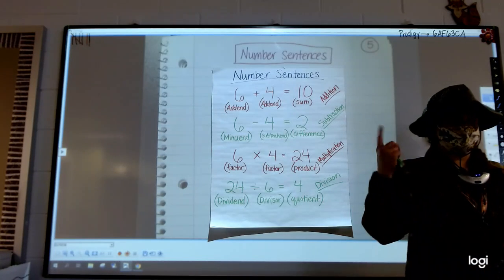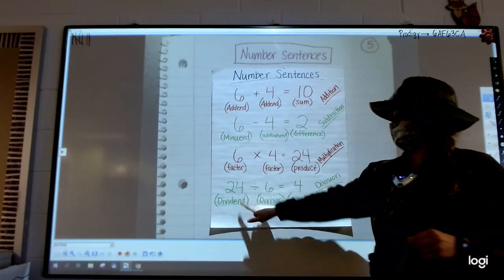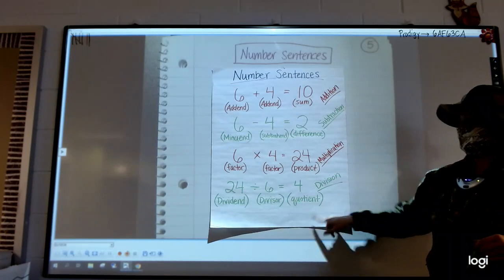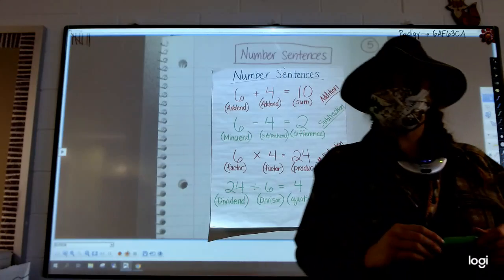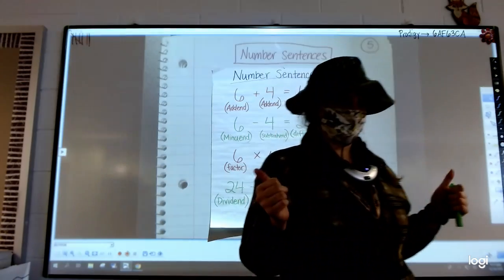Nope, you're going to have to keep reminding yourself of these terms, okay? So the new one this week, dividend, divisor, and quotient make up a division number sentence, okay? So we might play some review for cash later. You've got to remember this.